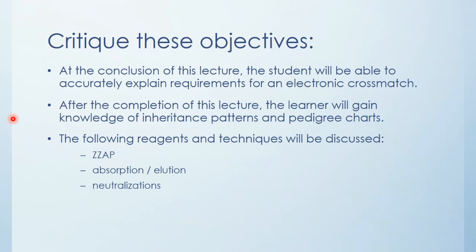something, additional information. And then the following reagents and techniques will be discussed. Then we have our reagents and techniques. So what do the learners actually need to know about this? This one is listed more in terms of what the instructor is going to go over and not what the students are actually supposed to know. So this needs to be completely rewritten according to the ABCs.